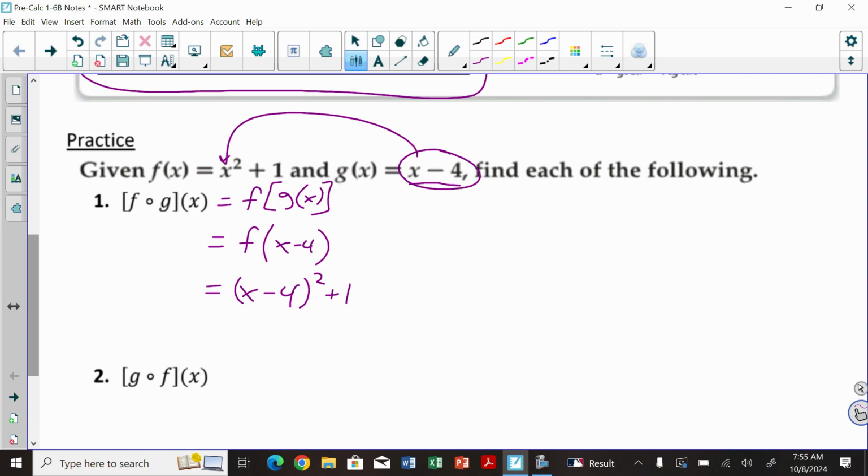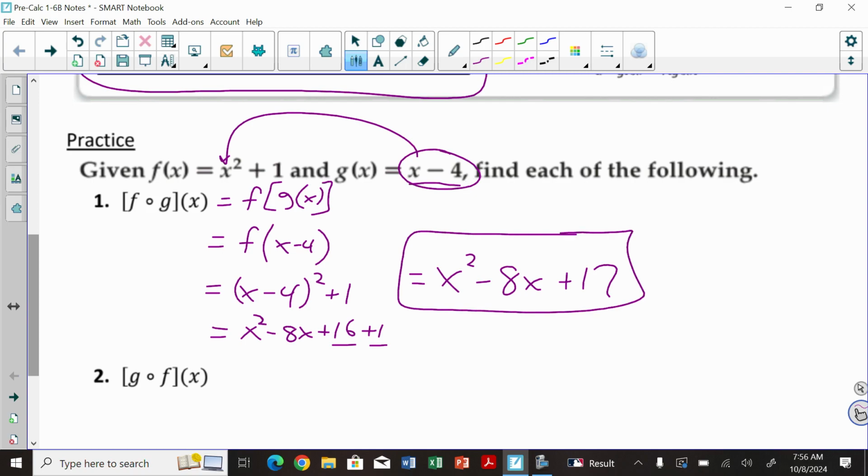And then as we do that, x minus 4 squared comes out to x squared minus 8x plus 16. And then we have the plus 1 there. So we combine like terms, and basically we get x squared minus 8x plus 17. Okay, good. All right, so let's do another one.